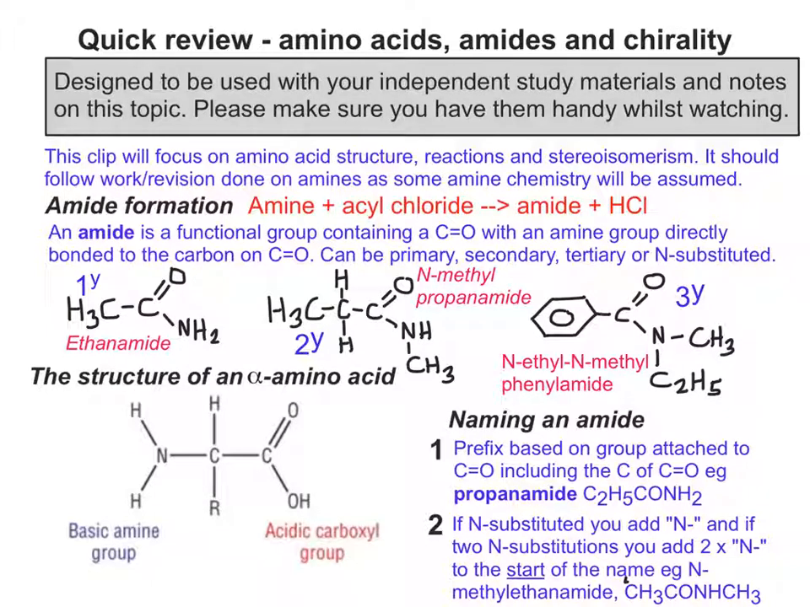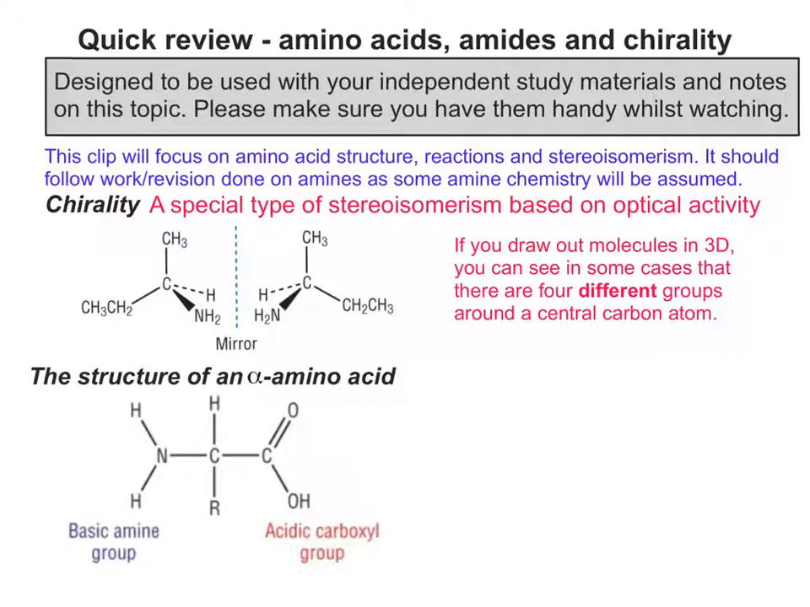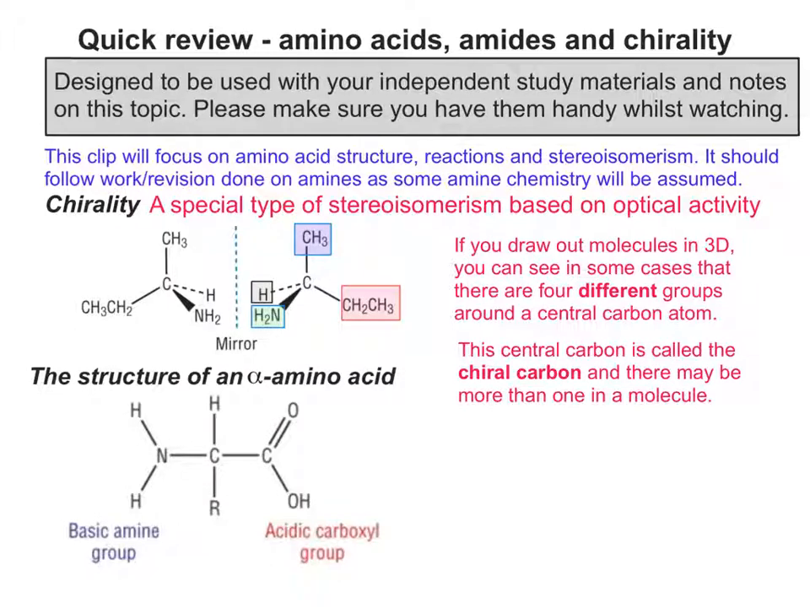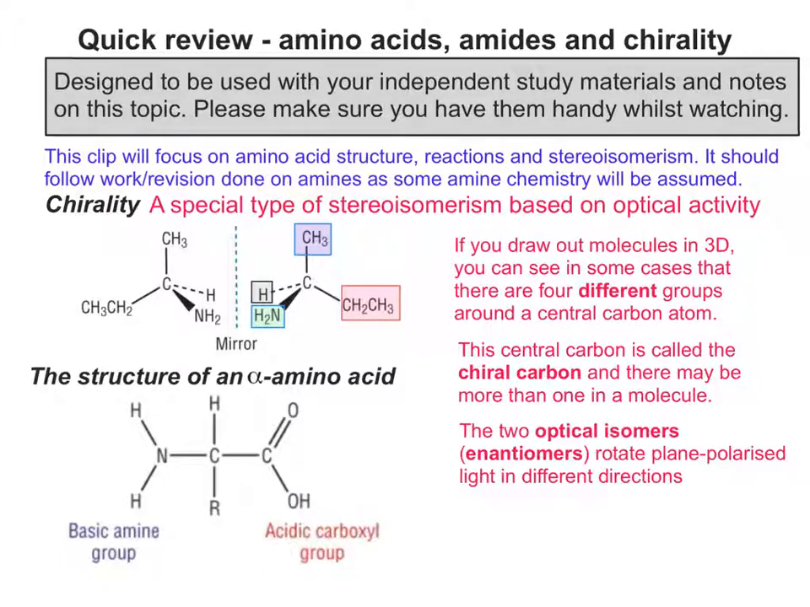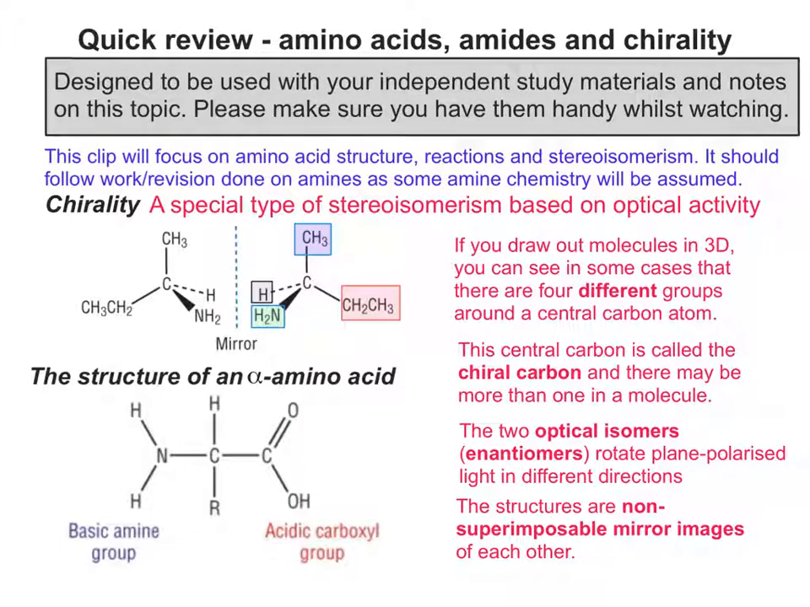So in the final part of this clip, we'll have a quick look at chirality. If you draw out molecules in 3 dimensions, you can often see that there are 4 different groups around a central carbon atom. So this central carbon is called the chiral carbon, and there may be more than one in a molecule. The 2 optical isomers rotate plane polarized light in different directions. And the structures are non-superimposable mirror images of each other.